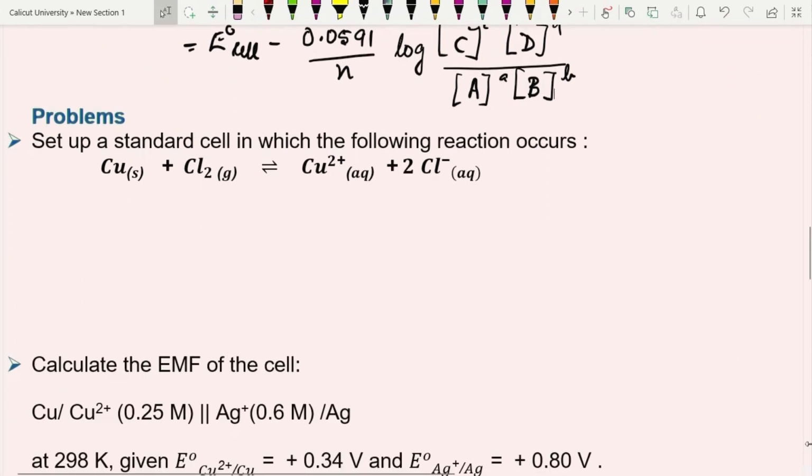Now, we will go for a problem. Set up a standard cell in which the following reaction occurs. So, the cell reaction is given and you are asked to set up the cell.